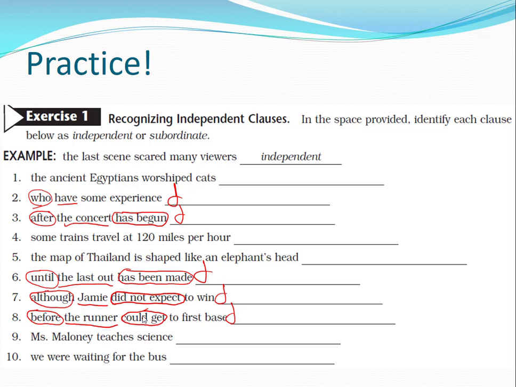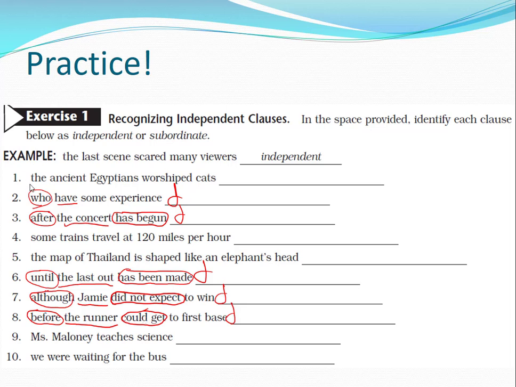And for the rest, number 1, number 4, 5, 9, and 10, all of them are independent clauses, right? Because if you read them, we get the idea that all of them express a complete idea and they can stand by themselves. They do not depend on something else to make sense. All of them have a subject and a verb.